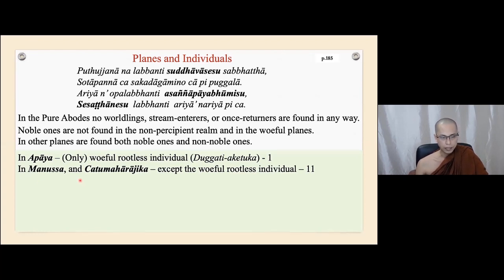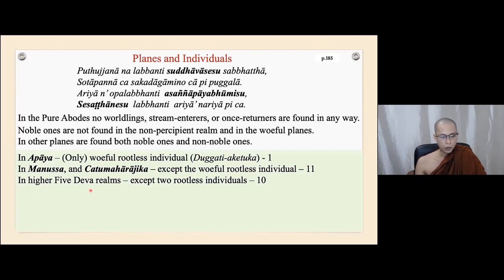In the Manussa and Catummaharajika, these two realms of existence cover 11 individuals, except the woeful, rootless individual, that is the individual of the Apaya. So the two planes of existence cover 11, except the Dugati Ahetuka. And this information is very important. Without knowing it, you cannot classify the individual in the realm of existence, and you can make many mistakes when you are counting or identifying them.